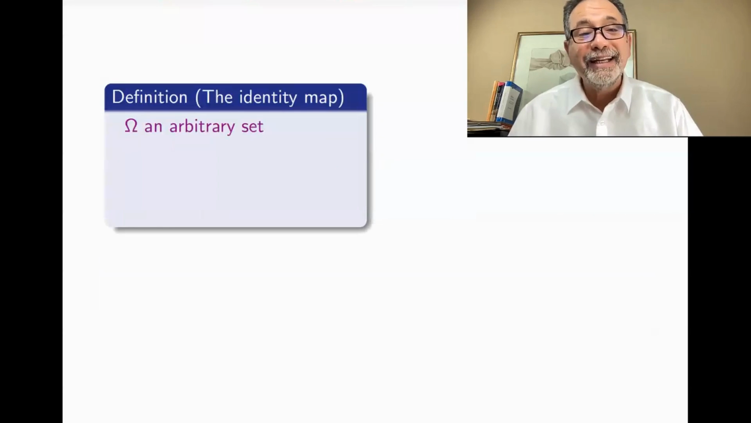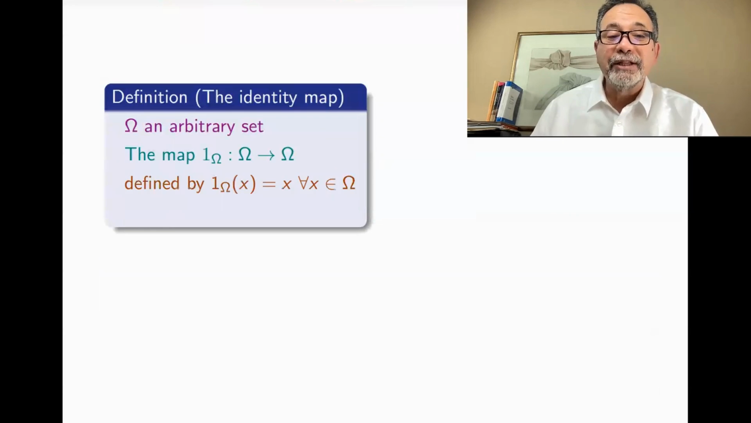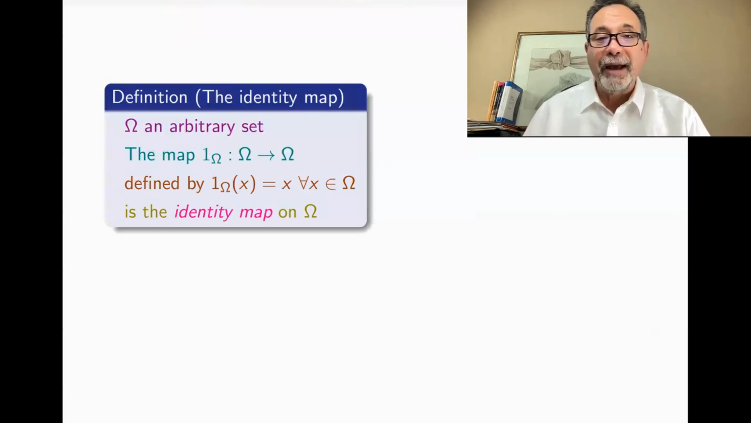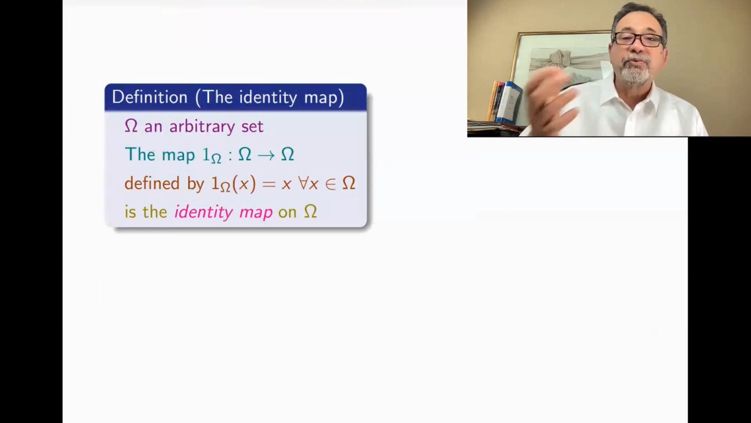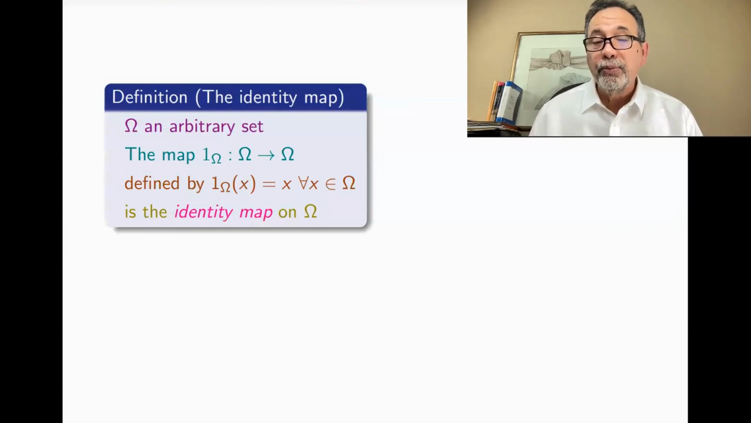Now let's go to identity. If omega is an arbitrary set, then the map that sends any element to itself is called the identity map. Identity is the map that doesn't really do anything. It just sends everything to itself. It's basically doing nothing. But it's really important in the context of group theory because you need to have an identity.